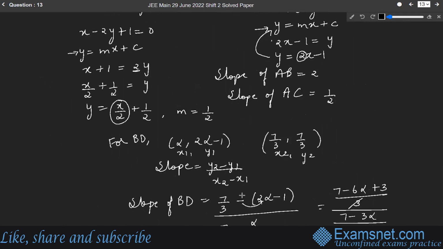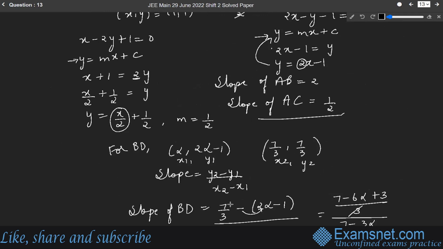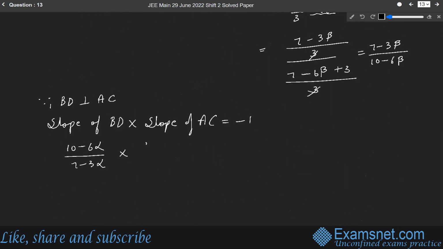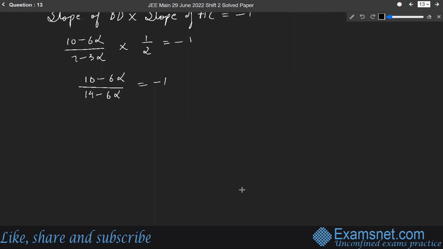What is the slope of AC? Slope of AC is 1 by 2. So multiplied by 1 by 2, it is equal to minus 1. Now let us multiply it. 10 minus 6 alpha into 1 will be 10 minus 6 alpha divided by 7 minus 3 alpha into 2. 7 into 2 is 14. Minus 3 alpha into 2 is minus 6 alpha. This is equal to minus 1. Now let us cross multiply. So 10 minus 6 alpha into 1 will be 10 minus 6 alpha. Now 14 minus 6 alpha into minus 1. So 14 into minus 1 is minus 14. Minus 6 alpha into minus 1 is plus 6 alpha, right?